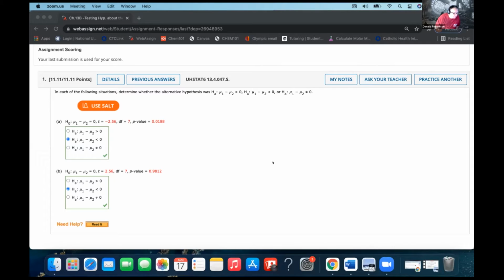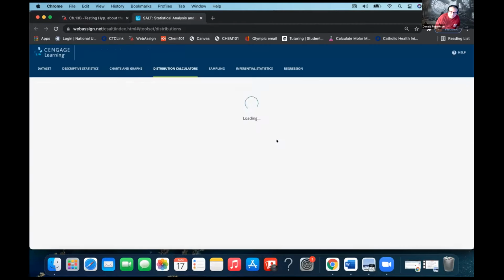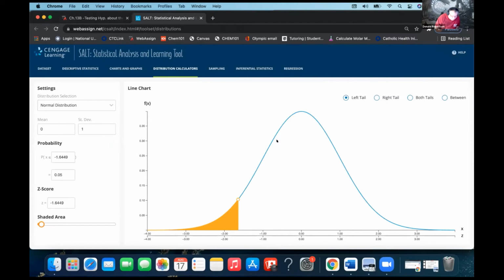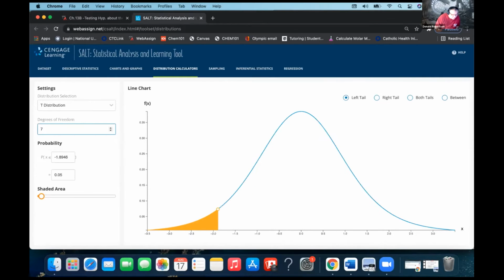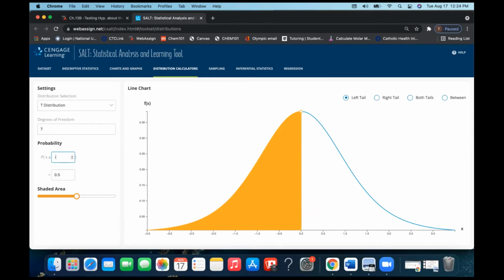What I'm going to do now, hopefully I've got all the numbers I need, is go into Salt. And you're going to go to T distribution. So hit the T distribution choice. You're going to put in degrees of freedom, which in your question was 7. Then you're going to go down and type in negative 2.56. Right here, yeah.